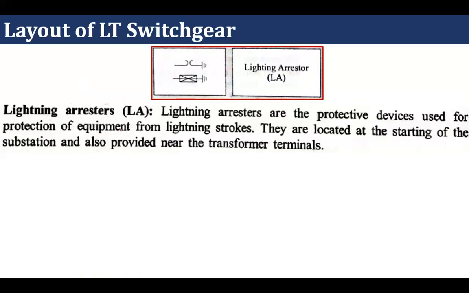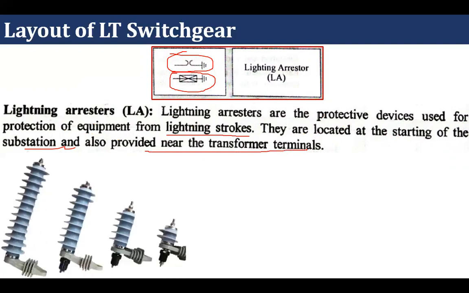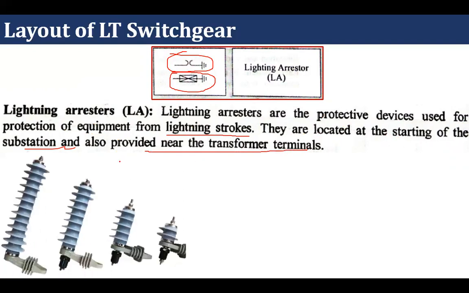The next one is lightning arrestor. Symbolically, it is represented by either this symbol or this symbol. Lightning arresters are the protecting device used for protection of equipment from lightning strokes. They are located at the starting of the substation and also provided near the transformer terminals. These are the lightning arresters.